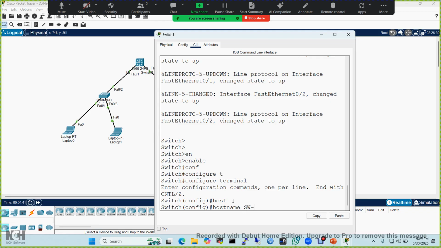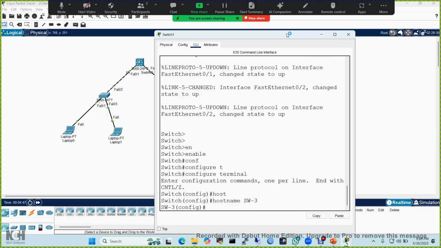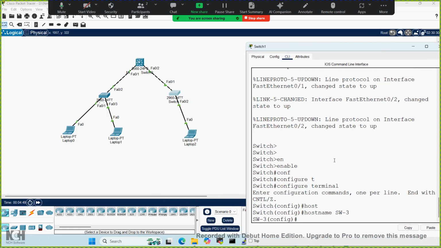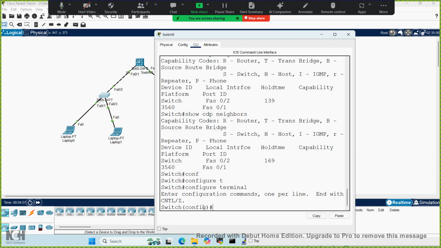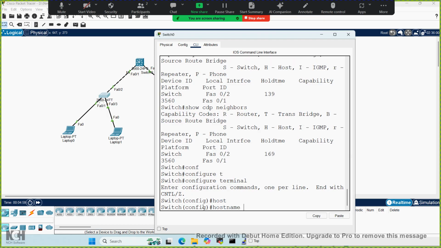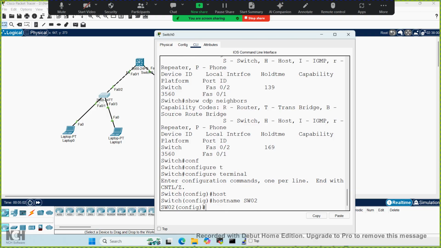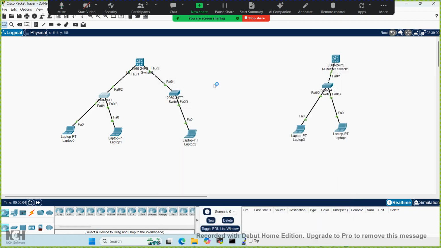I am giving the name switch 3 to the right side switch. This switch I have given the name switch 3, and this switch I am giving switch 1. Configure terminal, hostname switch 02. This switch is switch 1, this one is 2, this one is 3.